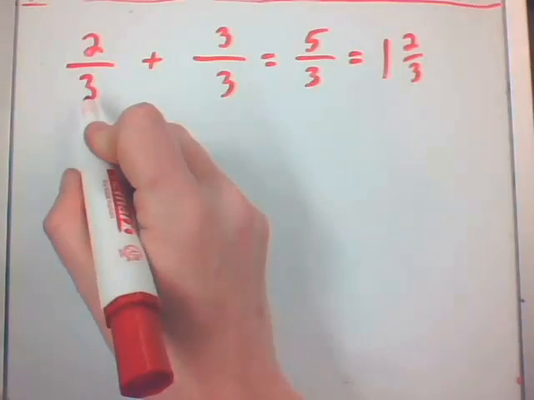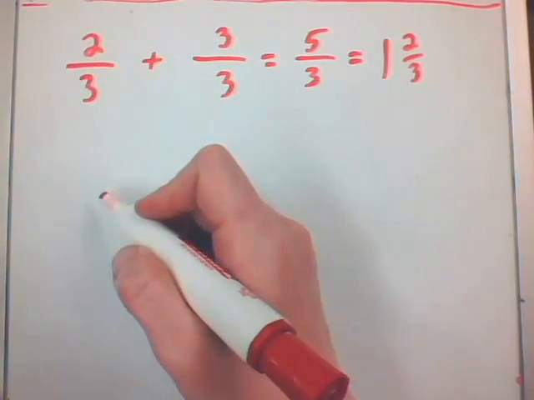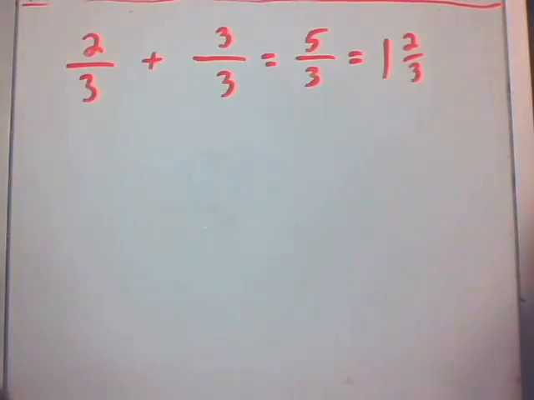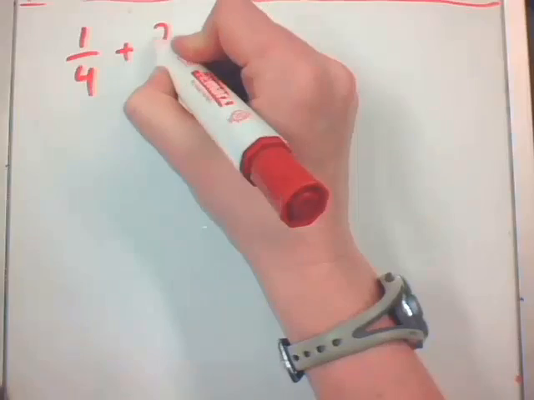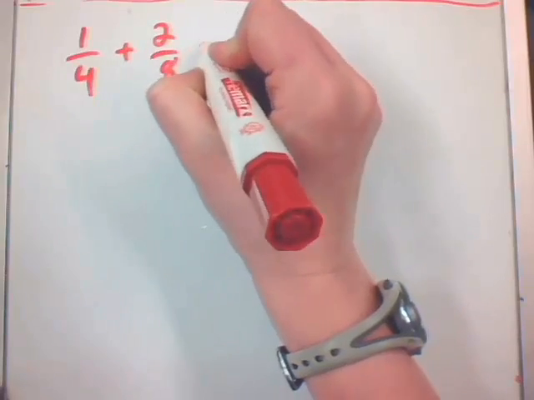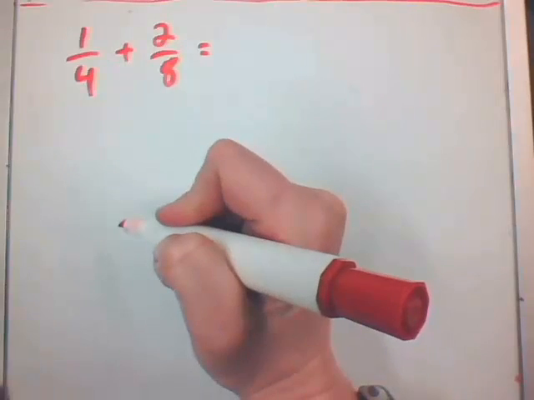This is quite an easy example because the denominators are already the same. But what happens if our denominators are different? A slightly more difficult example might be something like this. 1/4 plus 2/8. So in order to add, we have to have the same denominators.